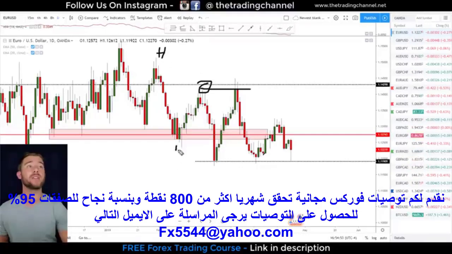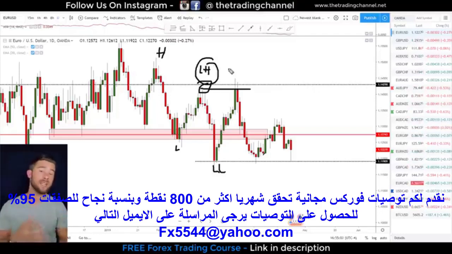That's our high. Here is a low. Here is a lower high. Here is a lower low. And if we do not break above this lower high, then the trend that we're currently in is down, and that continues to be the case until we break above this lower high, at least according to my analysis.